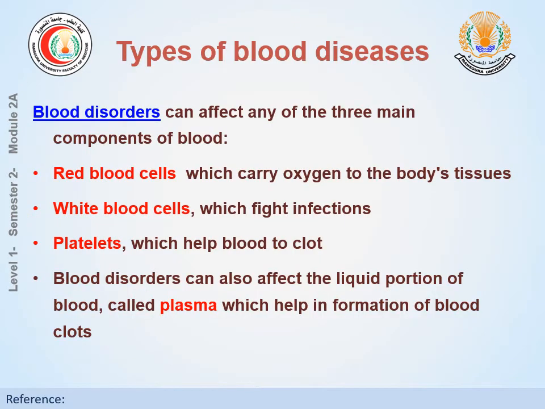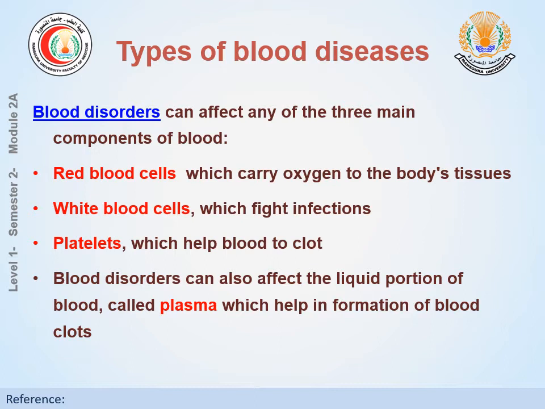What are the types of blood diseases? Blood disorders can affect any of the three main components of the blood. So blood diseases may affect the red blood cells, which carry the oxygen to the body tissue, as you know, or affect the white blood cells, so affecting their ability and efficacy to fight infections, so this patient will be more susceptible to infections, or affect the platelets, which have an integral part in hemostasis, as you know.